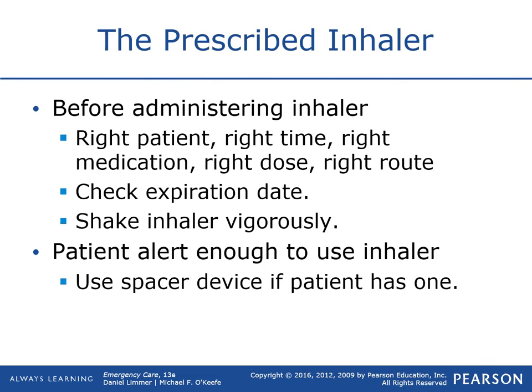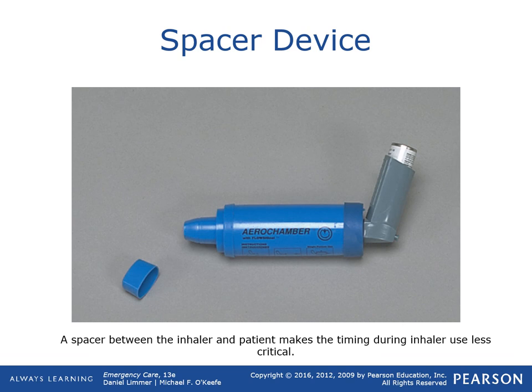So right here is a spacer device. This is the actual inhaler right here, and then this is a spacer. So the idea of a spacer is to keep the timing of breaths a little less critical, because this will spray into the spacer, which then gives the patient a longer time to actually breathe this in. So instead of it just going straight into their mouth, it will be suspended in here for a quick second, and the patient has that time to be breathing in. That way, if you spray it and they aren't actively breathing and it's going straight into their mouth, you're going to lose a lot of medication to just their mouth. But if you have the spacer in, you're going to save some of it so it actually gets breathed into the lungs.